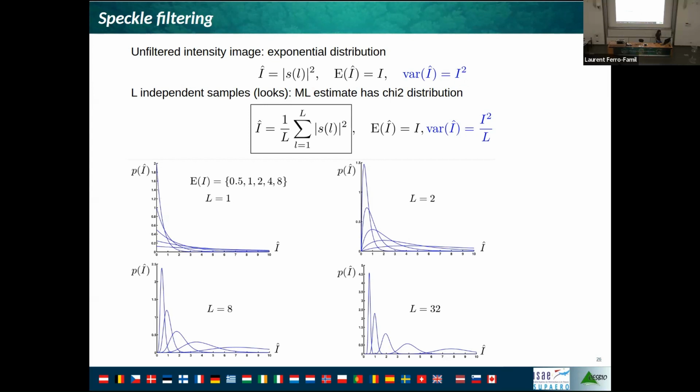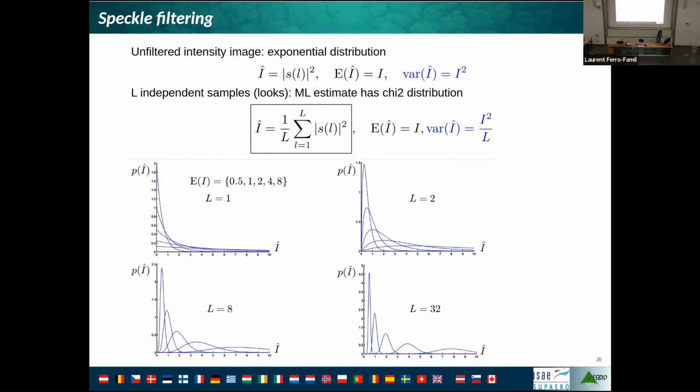When I apply this kind of filtering, I just average 2 values, 8 values, or 32 values, and you see that the distribution starts to concentrate around the mean value. Here it's easy to say that this distribution corresponds to the mean of 8, this one to the mean of 4, 2, 1, and 0.5. It's easy. So it means that I reduce the variance. The secret here is averaging.